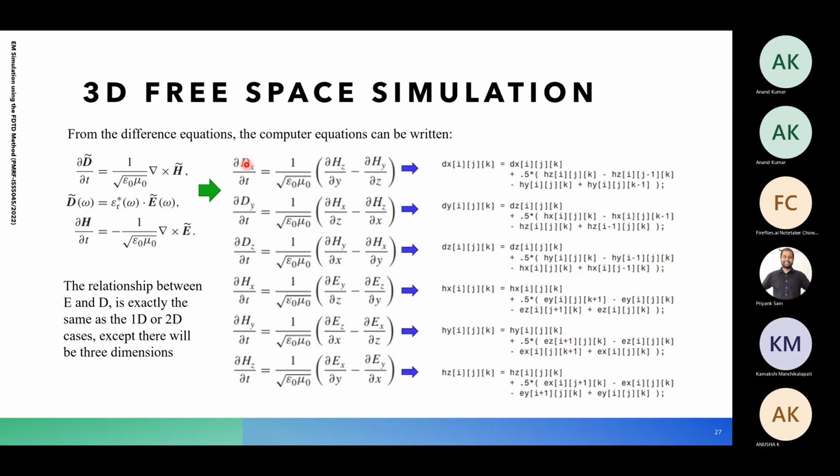You can see this Dx is being updated from Hz and Hy values. Similarly, Dy is being updated from Hx and Hz values. So you can try writing this on your own. Otherwise, this is already shared with you. You can use them to write your own code. So any doubts over here? This is mostly what you have already done. Just take a look. If you find something difficult, we can discuss it. Otherwise, there is nothing new that I need to teach you. This is already known to you.